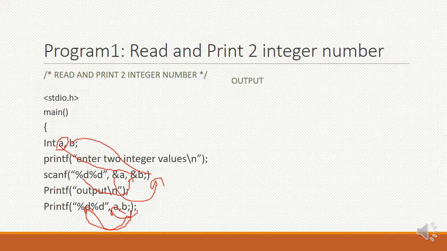Before taking this, you have to declare the type of the variables. It is very important. And in the printing also, the same variable names you have to take. If you have taken a and b in scanf, and here you print c and d, the compiler is not able to identify them, so you are going to get an error.